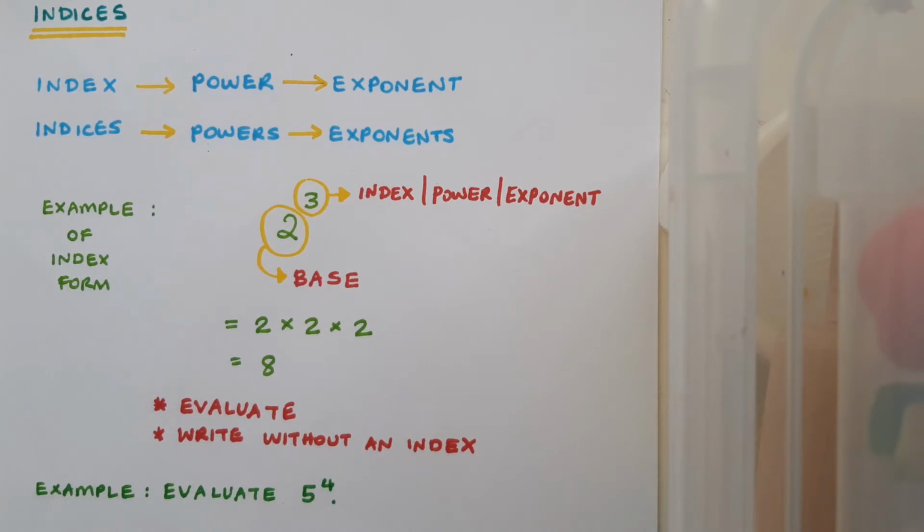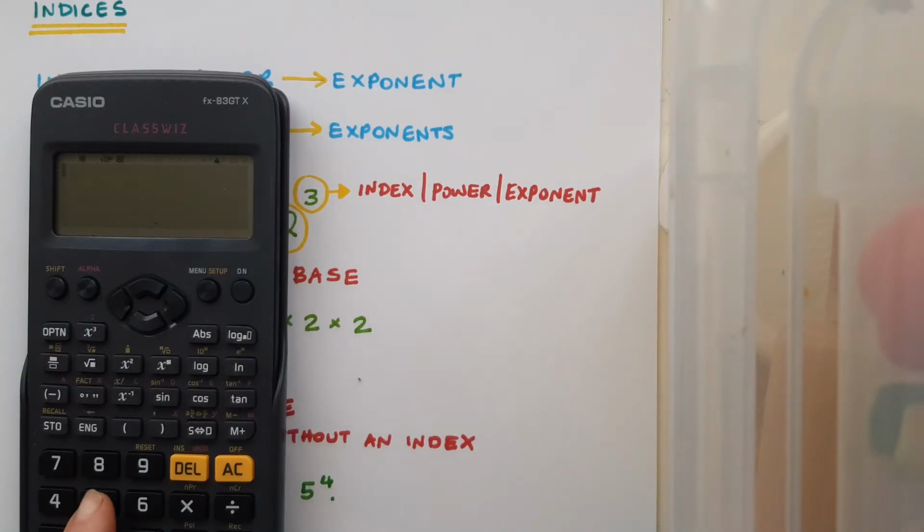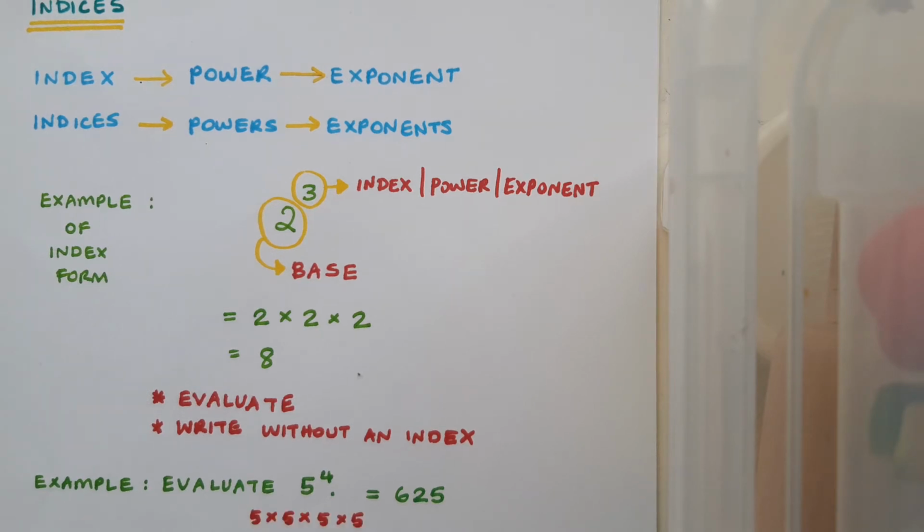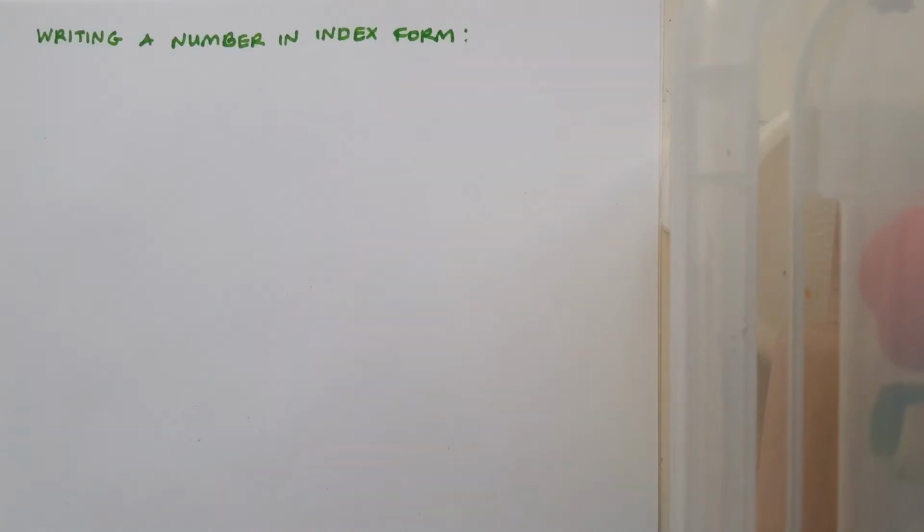Pause the video now and do this yourself in the calculator and then check and see if you're correct. So this time I'll press 5 and then my power button, and then my power is 4. I press equals, my answer is 625. And by getting a number answer like this, I have evaluated my index form number. Remember that with a simple index form question like this, all I'm really doing is multiplying the base number together as many times as I'm instructed by the index, or power, or exponent.